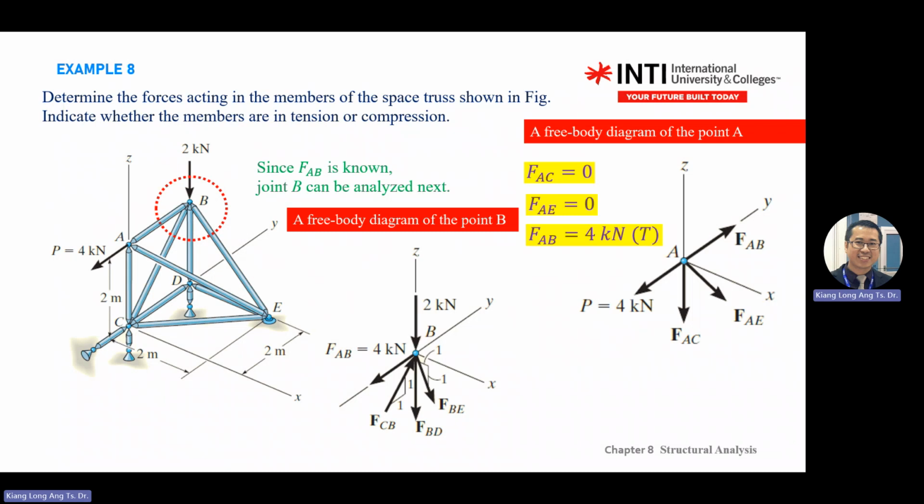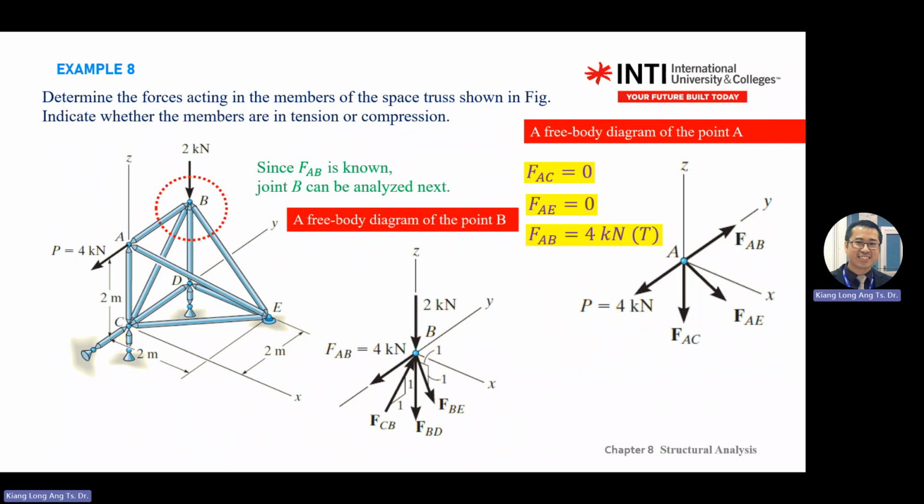Yeah. So here, how many unknown you have? 1, 2, 3. You have 3 unknown. 3 unknown, you need 3 equation. Okay. So 3 equation, all the force equals 0. X, Y, Z, you get 3 equation. Solve using equation of equilibrium.